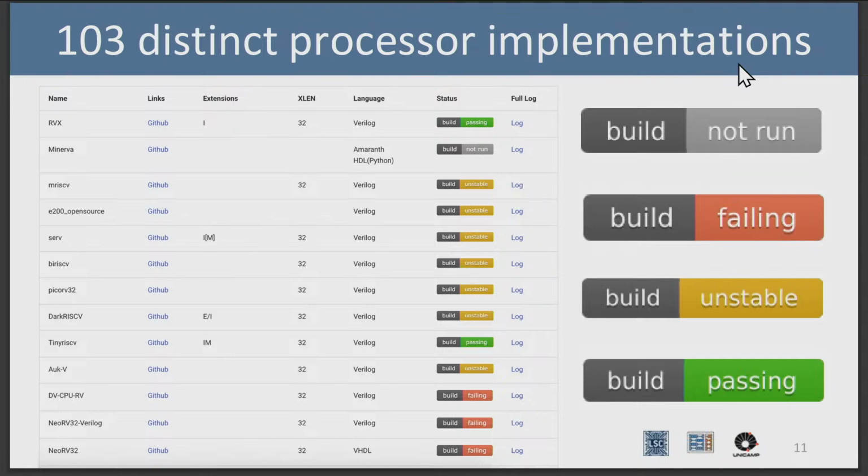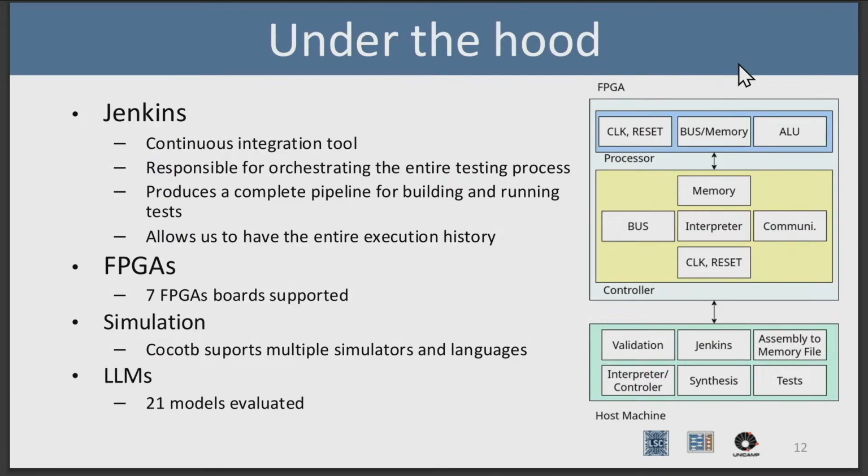We have the failing one, the 30% of the processors that I mentioned to you that did not even compile, or have a very basic error. We have the unstable one. Everything is going pretty well, but there are some bugs that we found on the processor. And we also have the passing one, the green one. We are creating these labels so that we can share the status back with the processors, and they can put this status on their GitHub.